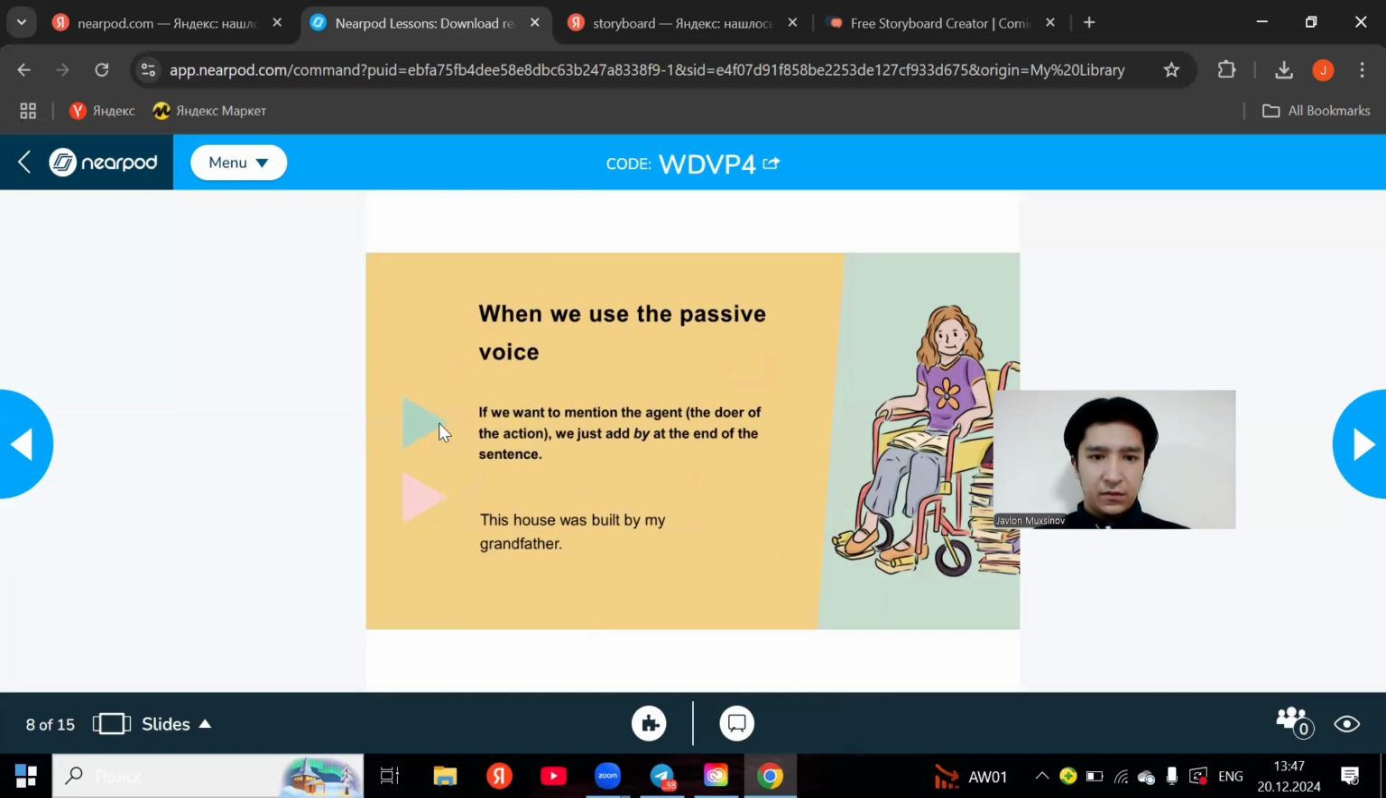When we use the passive voice, if we want to mention the agent, the doer of the action, we just add by at the end of the sentence. This house was built by my grandfather. You can add the doer of the action by adding the word by.